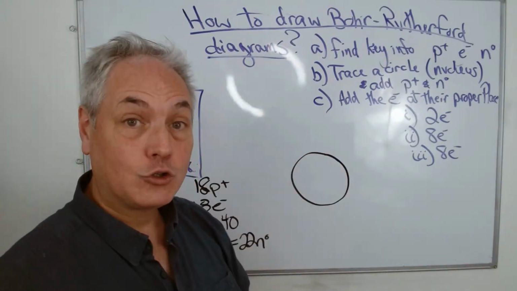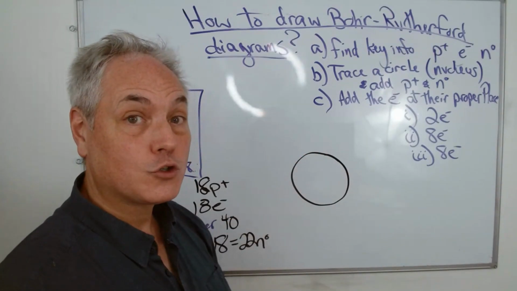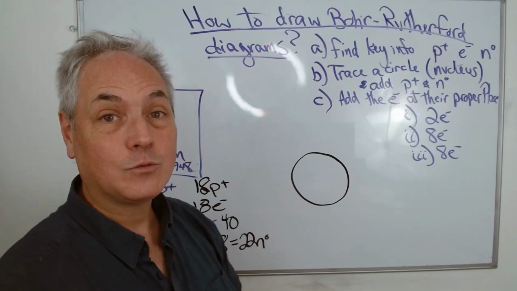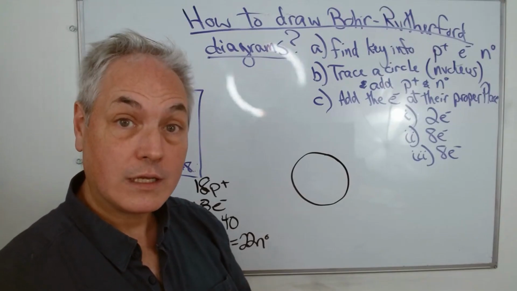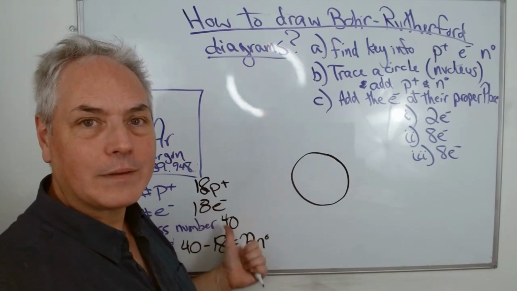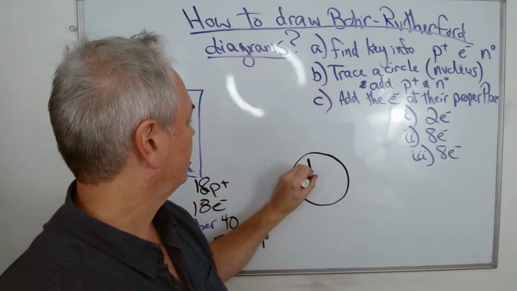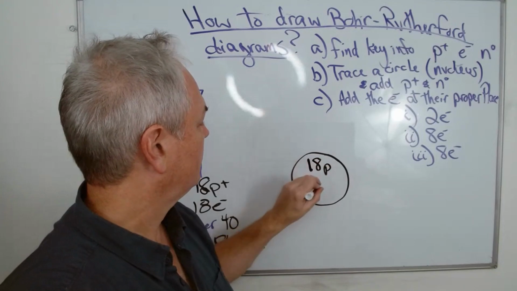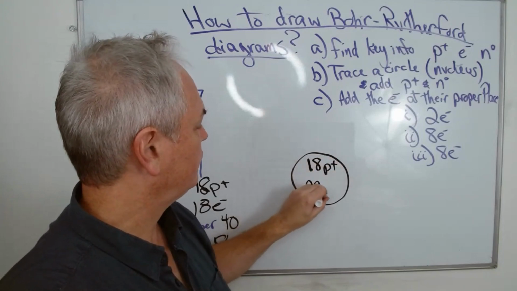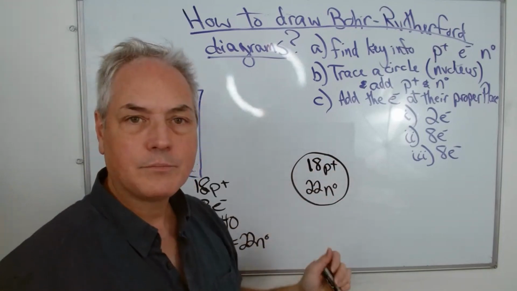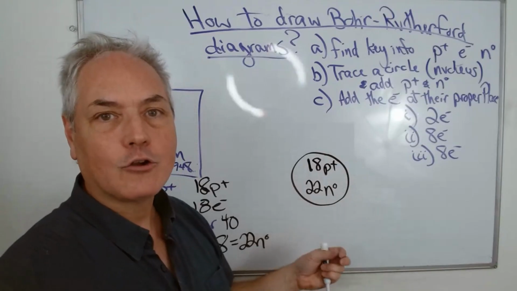In the nucleus, I have two subparticles. The first ones are protons and the second ones are neutrons. Keeping in mind that we have information about them, let's add them in the nucleus. Protons and 22 neutrons like this. Perfect. So now we have our nucleus.